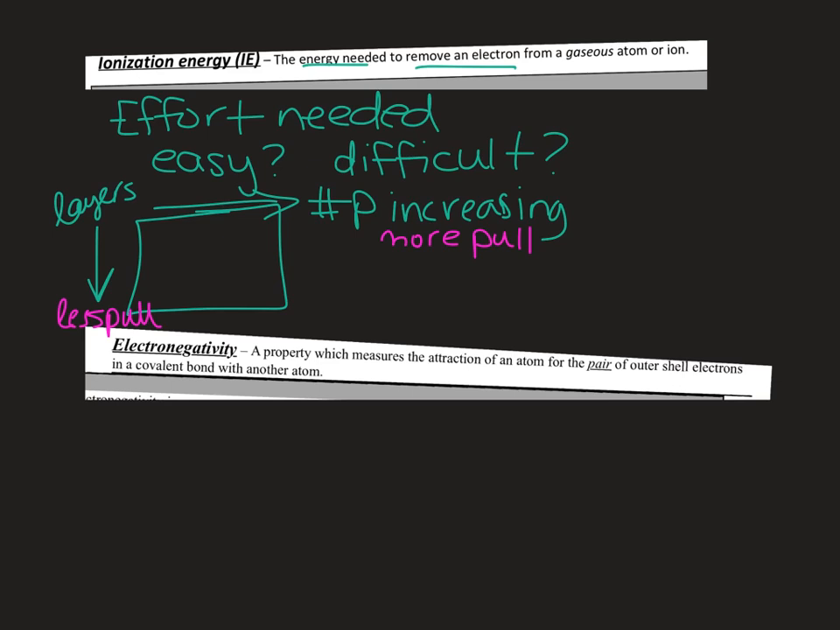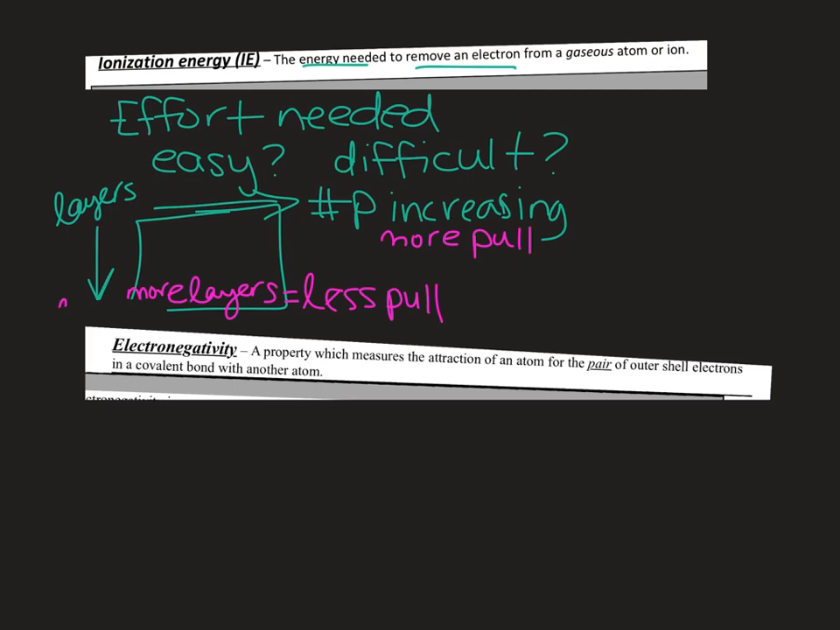Okay? And as we have fewer layers, that cold is definitely going to make us cold, so we shiver and all that stuff. So as we move down the periodic table, we have more layers, which will give us less pull. So I'll write that right here. Okay, there we go. So we've got more layers, less pull.